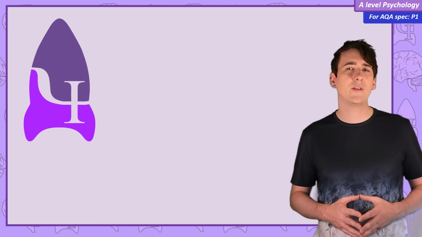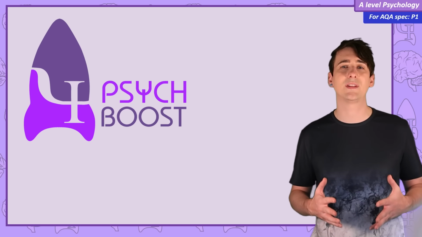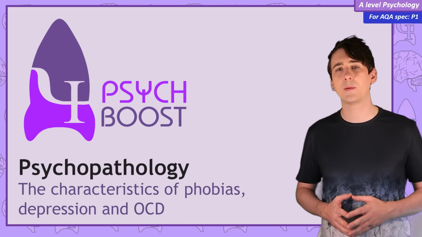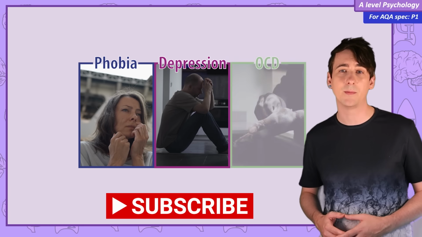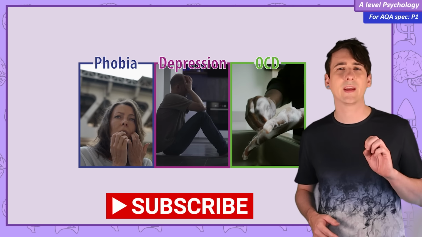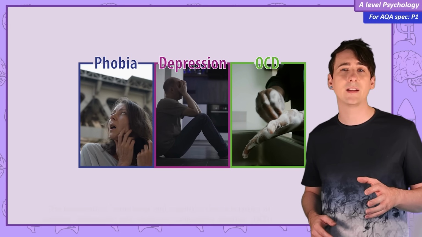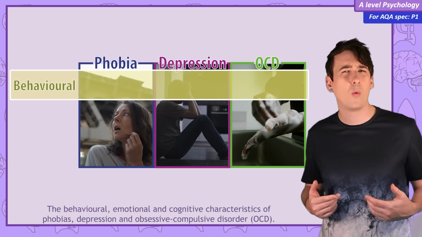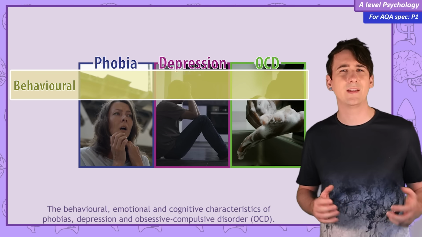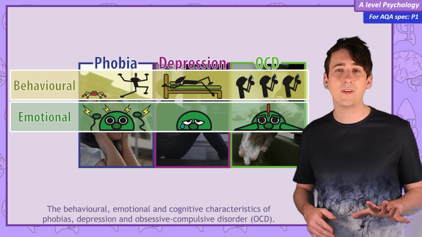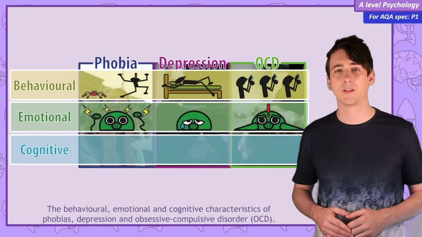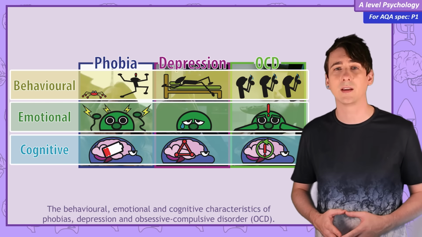In this second video of the Psychopathology series, we're going to attempt to clearly define the three psychopathologies this unit focuses on. So phobias, depression, and OCD. We'll do this by describing their characteristics. These are divided into the behavioural characteristics. So what do people with phobias, depression, and OCD physically do? Emotional characteristics. What do these people feel? And cognitive characteristics. How do these people actually think?